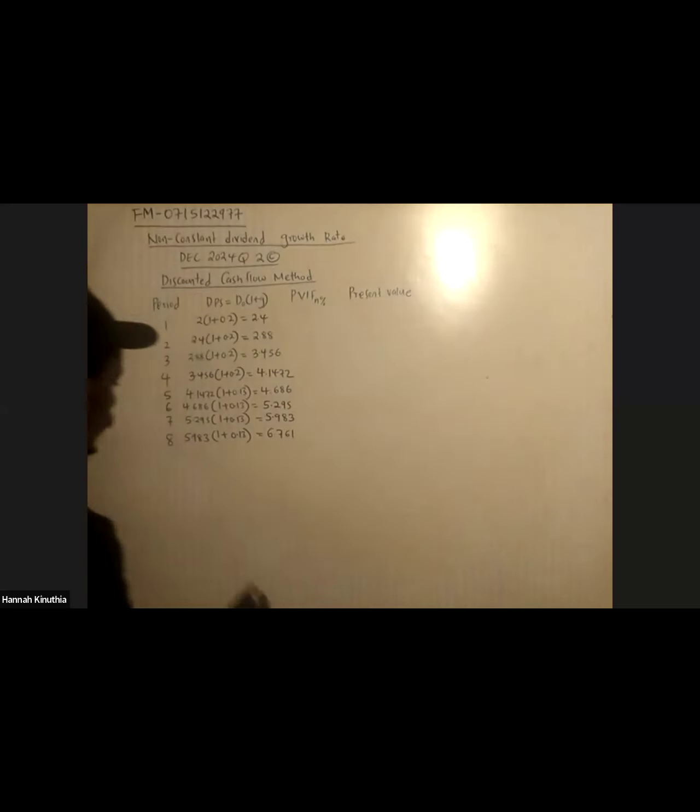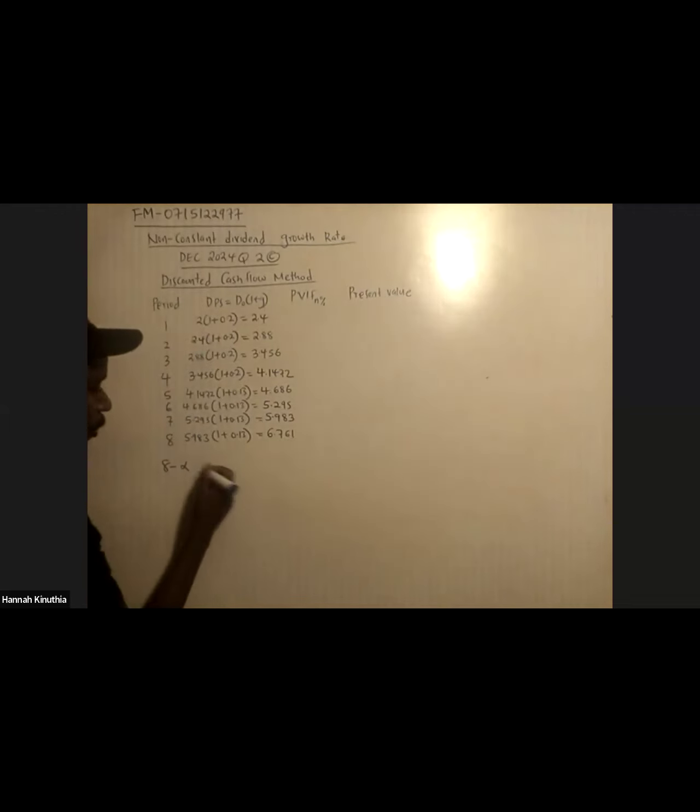Now let us talk about it. So between year 8 out to perpetuity, in this case, we use the Gordon's model. Now our previous dividend we use here. So remember Gordon's model is D0 times 1 plus g over Ke minus g. I think that is the formula, remember.